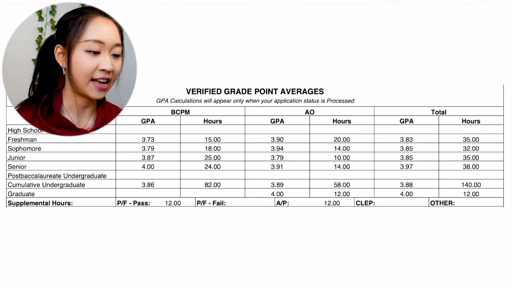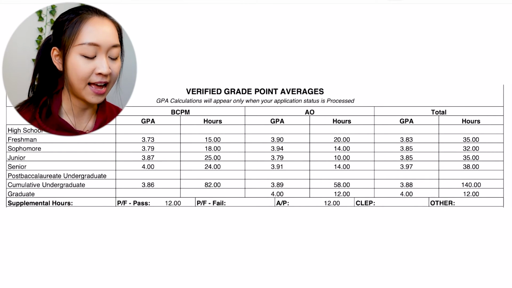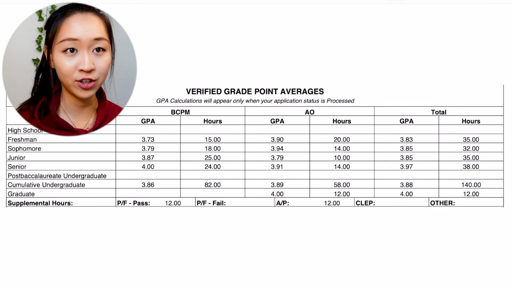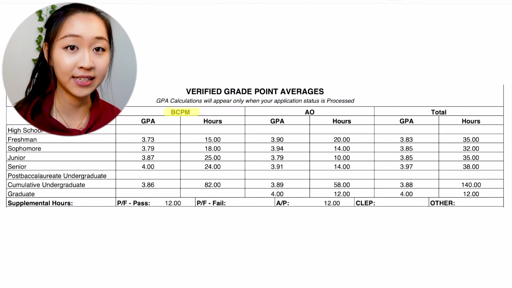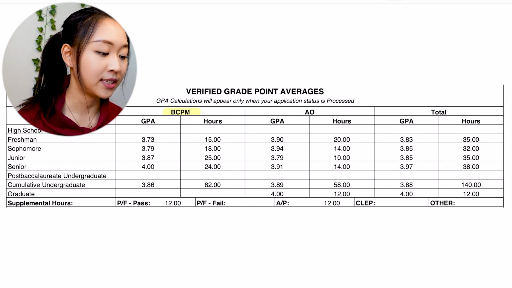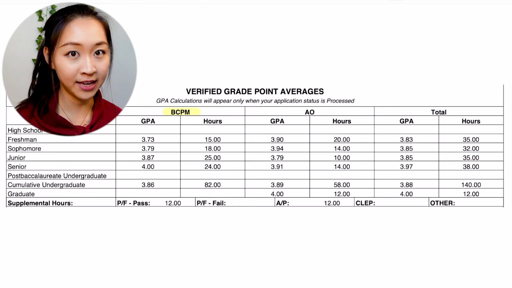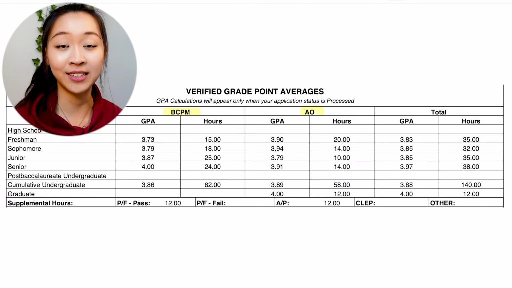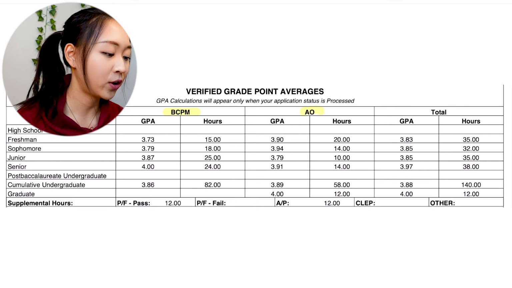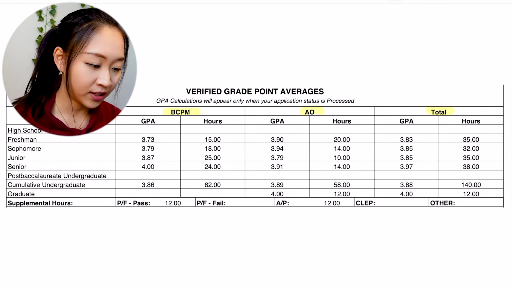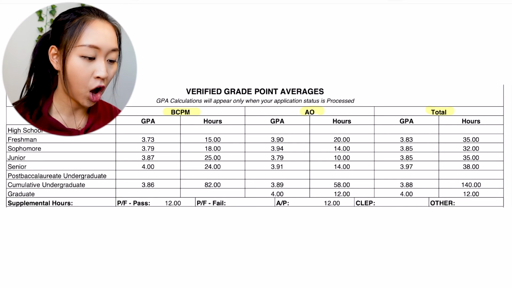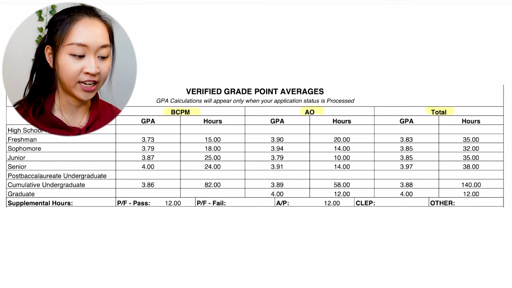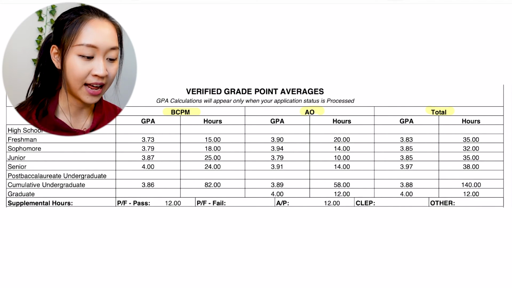So moving on to my actual GPA section. You could see that over here, the BCPM GPA stands for the science GPA: biology, chemistry, physics, and math. The AO stands for all other GPAs. So that's like religion, philosophy, and all that other non-science classes. The total is the overall GPA. So you could see over here, it lists all the GPA for each year and the hours of these classes.